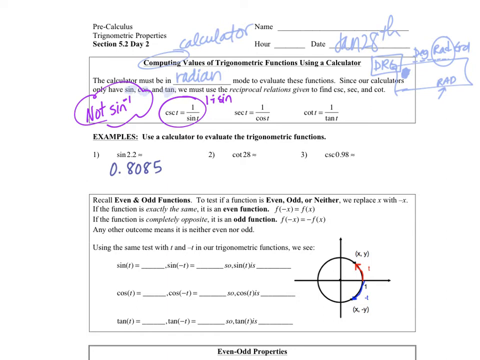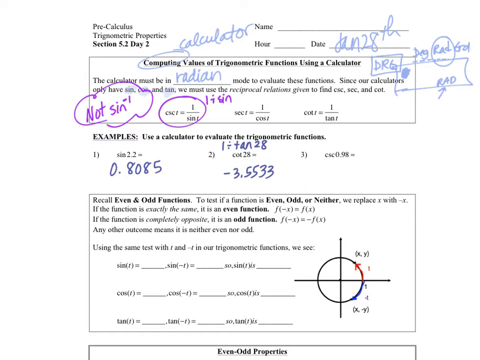All right, try the next one, cotangent. So cotangent is the reciprocal of tangent. So I'm going to plug into my calculator 1 divided by the tangent of 28. And when you get that, you should get negative 3.5533, it looks like, if I'm rounding to 4 decimal places.